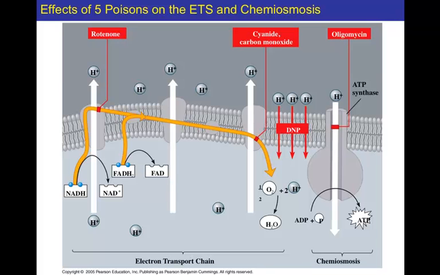Oligomycin, finally, if you look at what oligomycin does, it is blocking the transport of hydrogen ions through the ATP synthase. Consequently, you can't make ATP. And of course, if you can't make ATP, what happens? Let me hear it. You die.